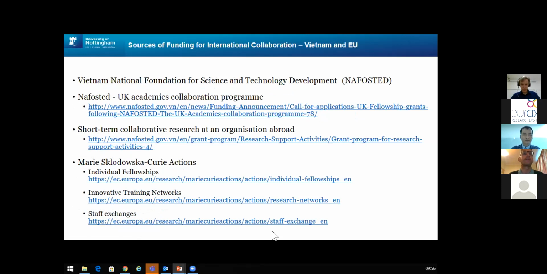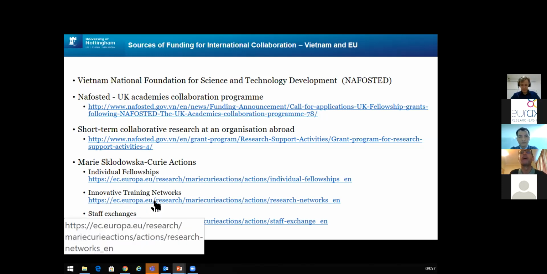So there are other sources of funding also for collaborations between Vietnam and the EU. I think NAFOSTED offers some funding for collaborations, including a UK Academies collaboration program. There is short-term collaborative research, again through NAFOSTED, and then the Marie Curie actions, in terms of individual fellowships, staff exchanges, and innovative training networks, are all opportunities. That's not just in the UK, that's across Europe. So I'm sure EURAXESS has more links, but those are just ones off the top of my head.